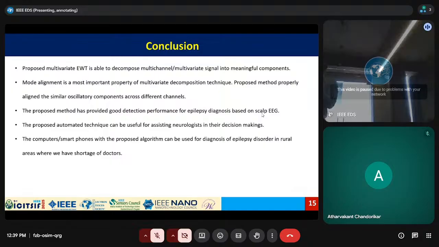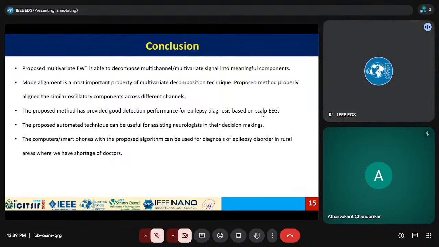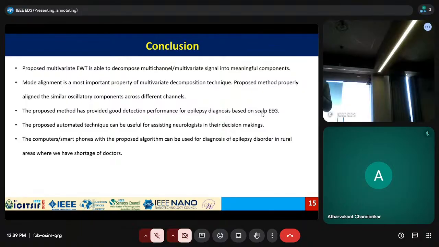There are 2 kinds of epilepsy. One is generalized epilepsy, the second one is focal epilepsy. For generalized seizure epilepsy, we record scalp EEG signals, and sometimes they are noisy. Our signal processing technique is so good that it can handle noisy EEG signals also.